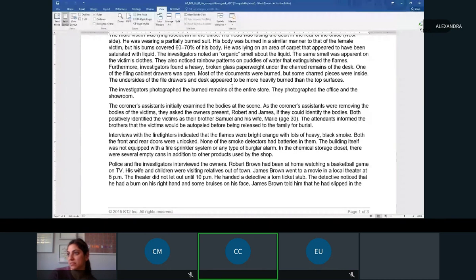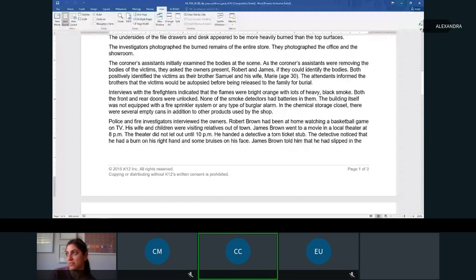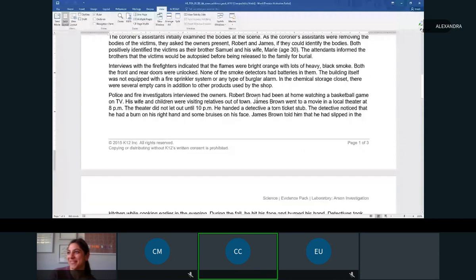Interviews with the firefighters indicated that the flames were bright orange with lots of heavy black smoke. Both the front and rear doors were unlocked. None of the smoke detectors had batteries in them. The building itself was not equipped with a fire sprinkler system or any type of burglar alarm. In the chemical storage closet, there were several empty cans in addition to the other products used by the shop.